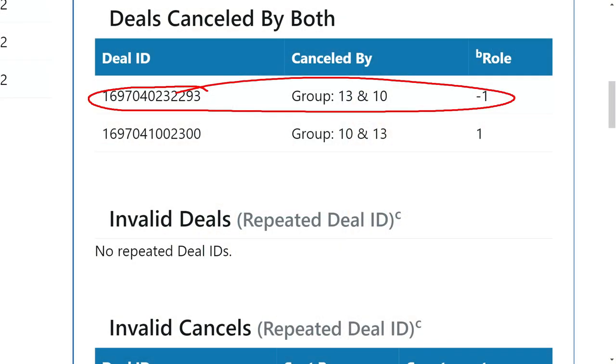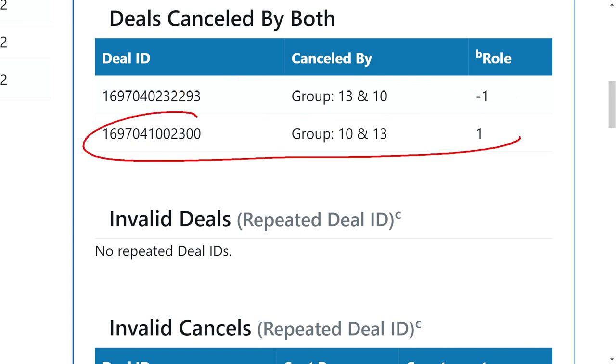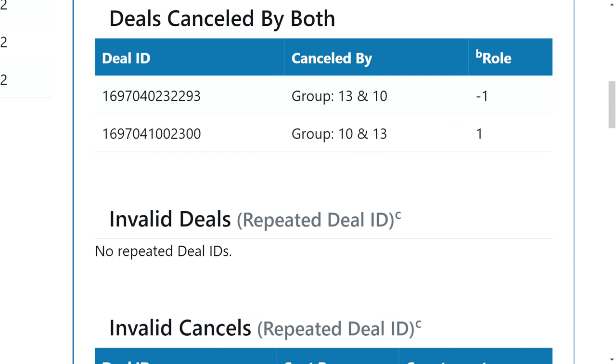So that's one cancel. Here's another cancel. So those are two different deals canceled. And we can see when we look at this, that it's between group 10 and 13, and here 13 and 10. So even though they look like it's the same deal, it's not, because you can see the deal number is different. Okay, so those are two separate deals. Those are not one deal.